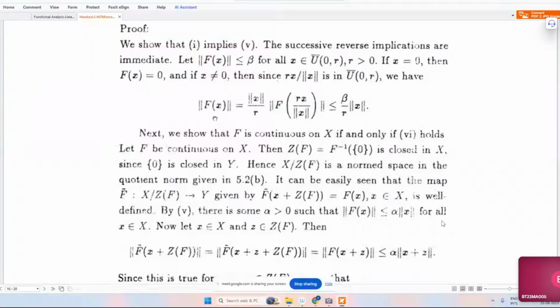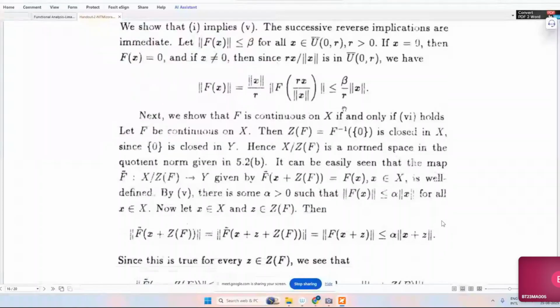Now look at f of x. Norm x is constant, r is constant, so it comes out. You take the norm of f of rx over norm x, that's what you have here. So that will be less than or equal to beta over r into norm x. That's the first theorem, that if norm of fx is bounded by this alpha, beta over r is the alpha that you have. Now we show that f is continuous if and only if 4 holds.